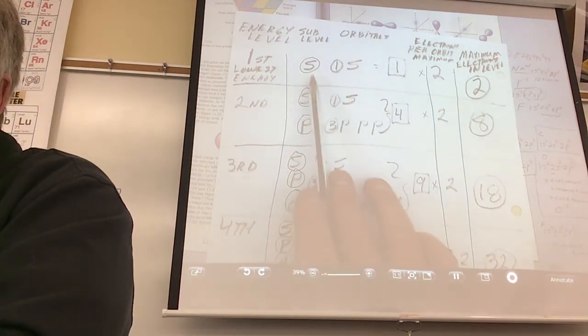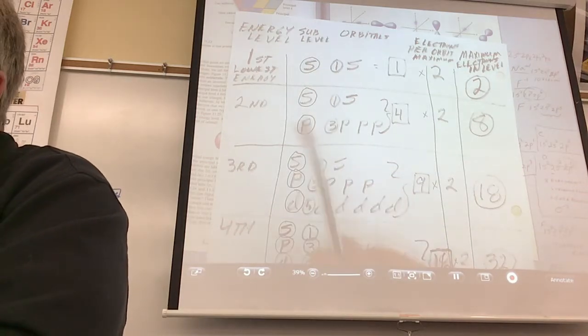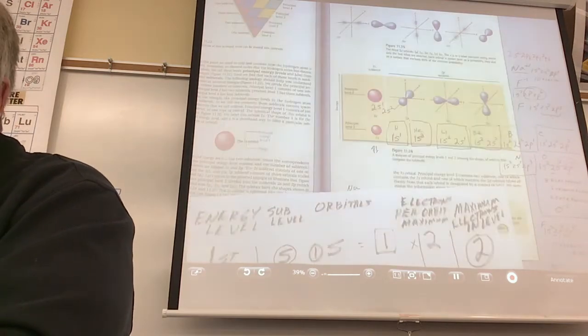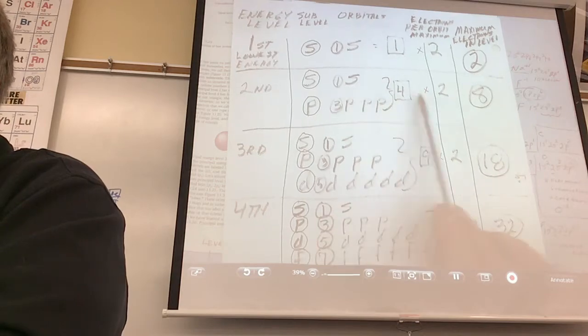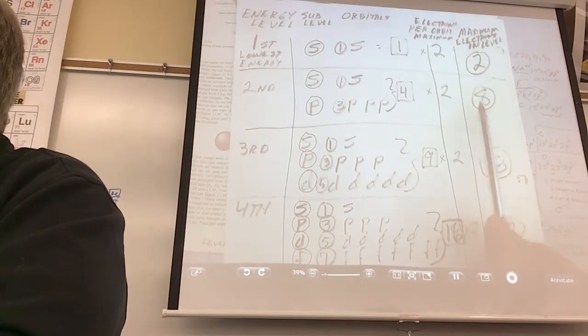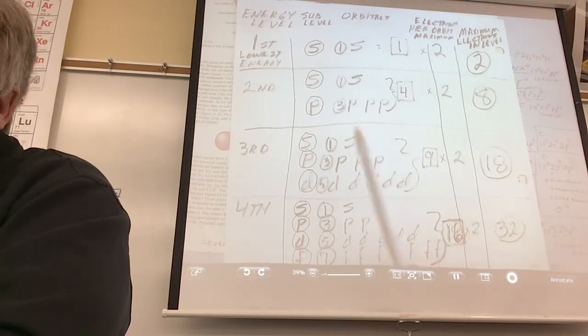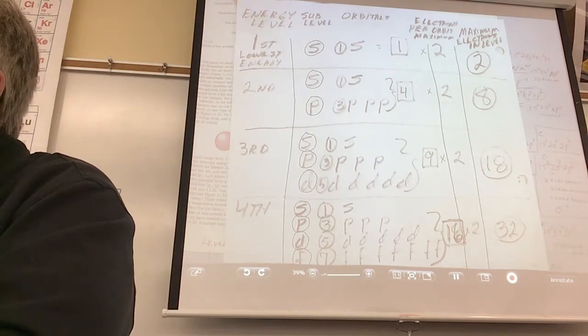So how many kinds of orbitals in number 1? Just S. How about 2? S and P. There's only 1 kind of S, but there's 3 kinds of P orbitals. See the pictures? Okay. Now, that's 4 orbitals. 4 times 2 is 8. I can put 8 electrons in the second energy level.